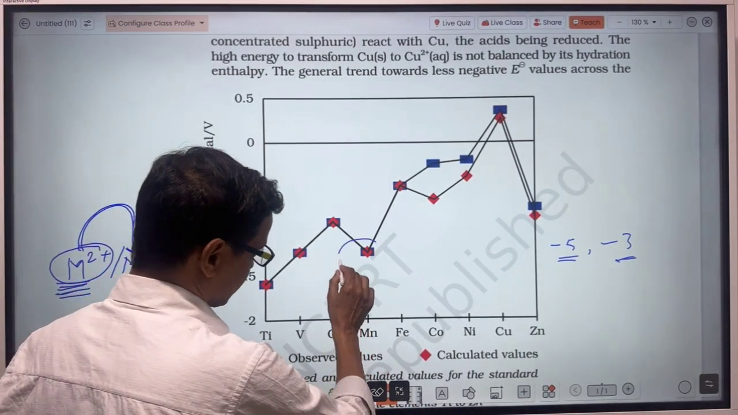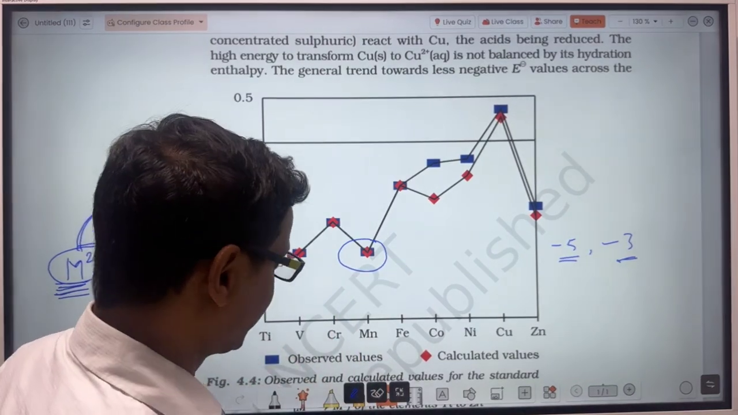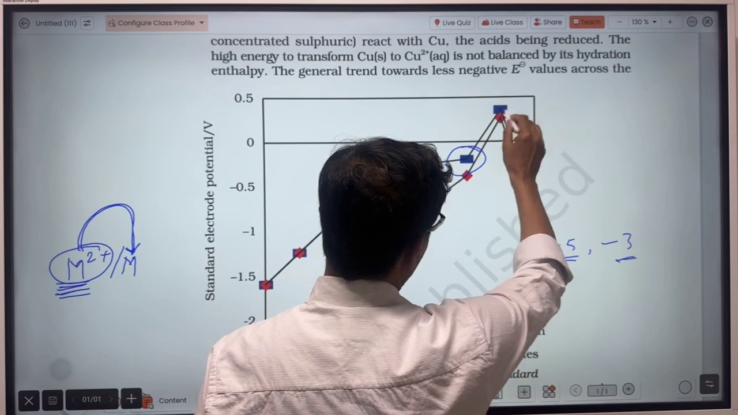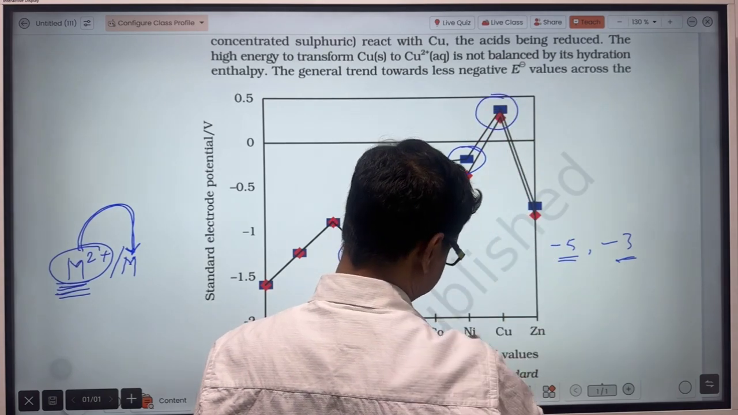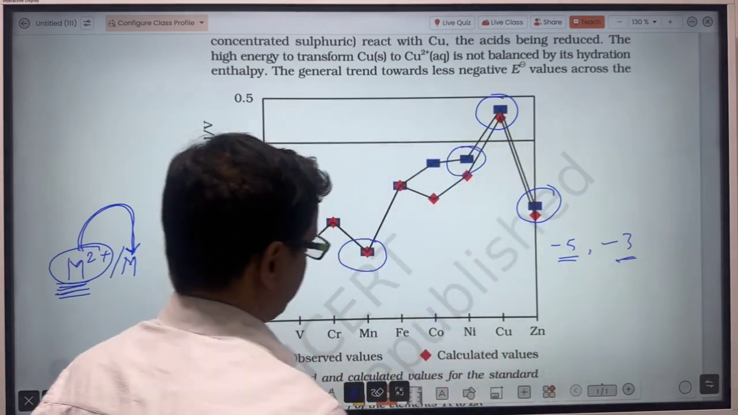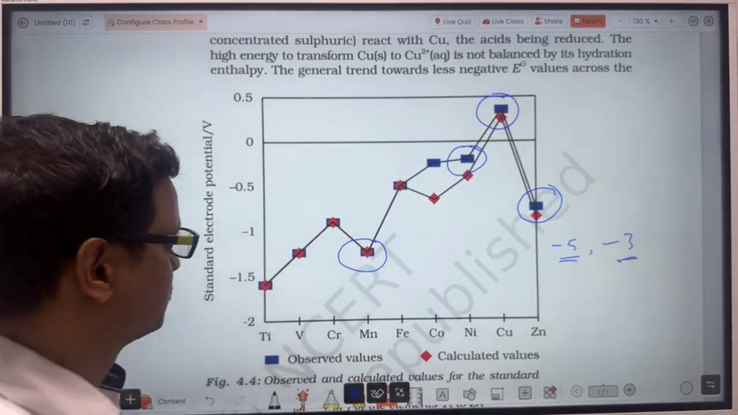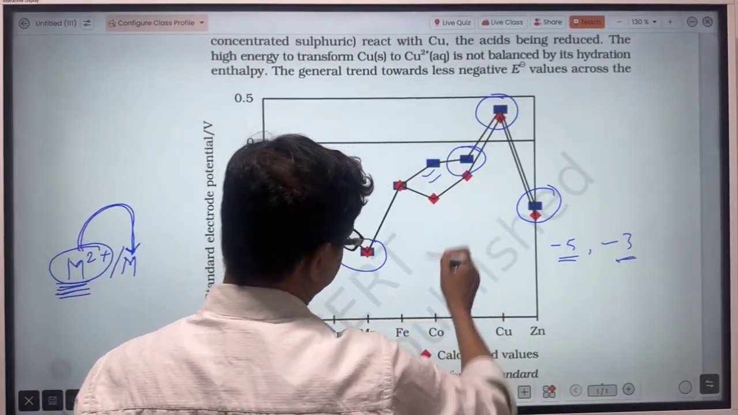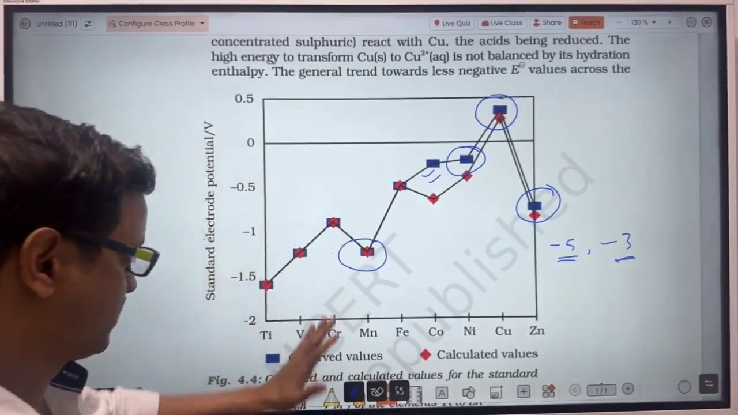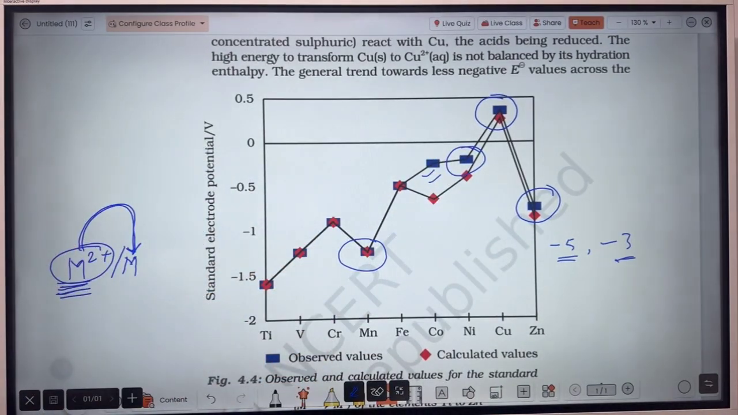The first exception comes at manganese, then at nickel, and one point about copper and zinc. Cobalt also, but about that we will discuss later on, that's not in your syllabus. These are in your syllabus, so about that I am discussing.